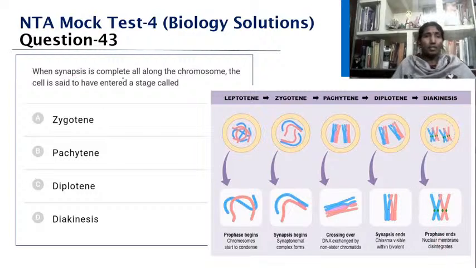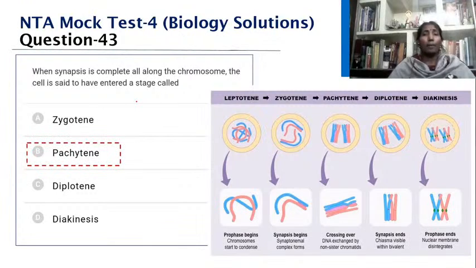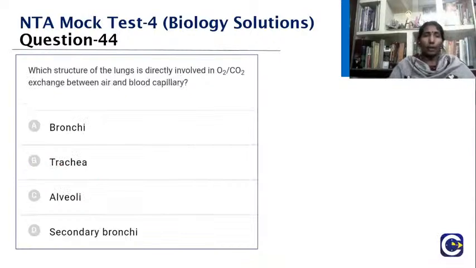So when synapsis is complete all along the chromosome, the cell is said to have entered a stage of what? It is entering the stage of pachytene. Pachytene marks where synapsis is complete along the entire length, with completion of lateral pairing of the chromosomes along the entire length and crossing over. So we call it the pachytene stage.